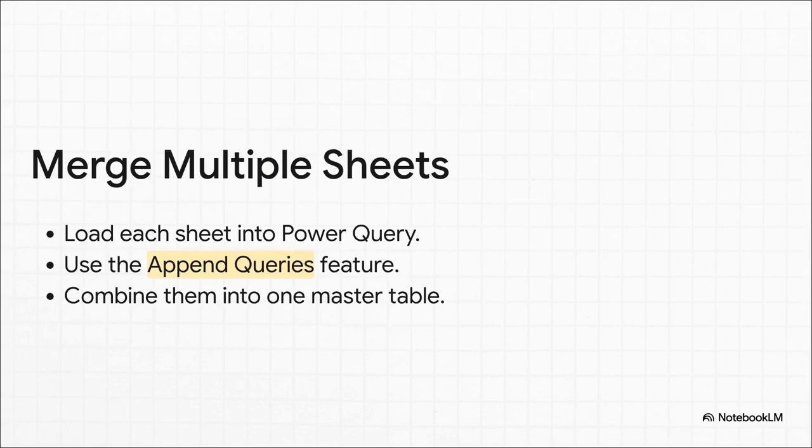So, if your data is sitting on multiple sheets but in the same file, the process is very logical. You simply load each sheet into Power Query, then you use a feature called Append Queries, which is just like neatly stacking your data tables one on top of the other. And the result? One clean, combined master table.